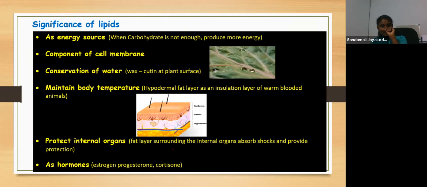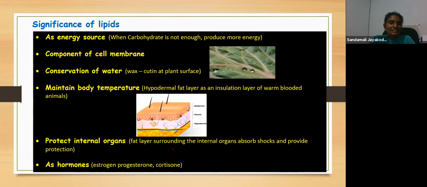So, the significance of lipids. As I told you earlier in the section on protein, when the carbohydrate and lipids are over, protein acts as an energy source. So lipid is eventually an energy source. When the carbohydrate is not enough, lipid produces energy, and it produces more energy than a single carbohydrate or glucose molecule.